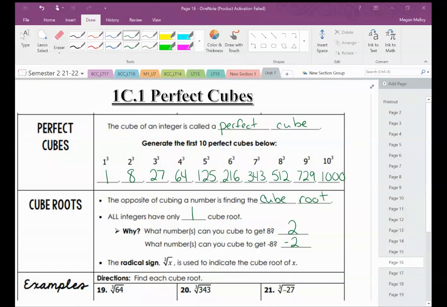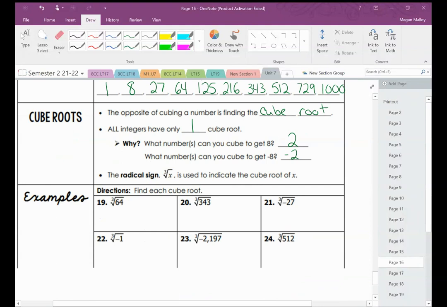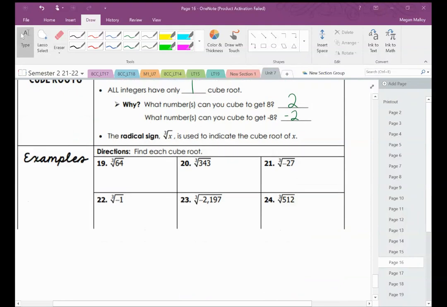The radical sign with a 3 in the upper left corner is going to be our cube root symbol, and that indicates the cube root of x. So if we're looking at number 19, the cube root of 64, what times itself 3 times is going to equal 64? That is 4. So 4 times itself 3 times is going to give us 64.